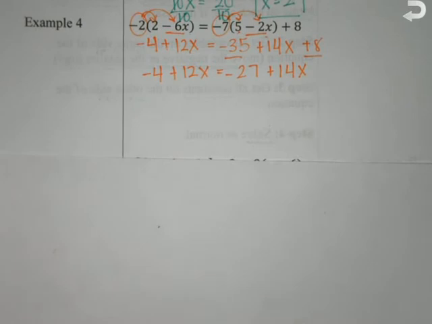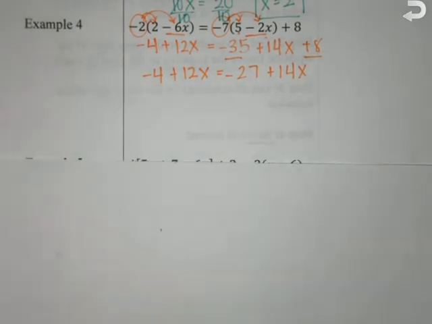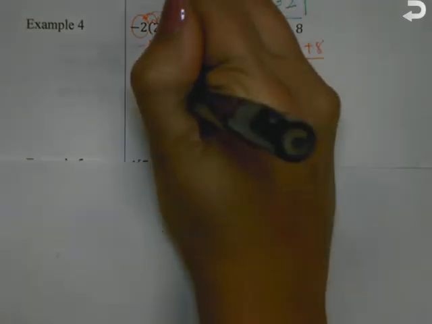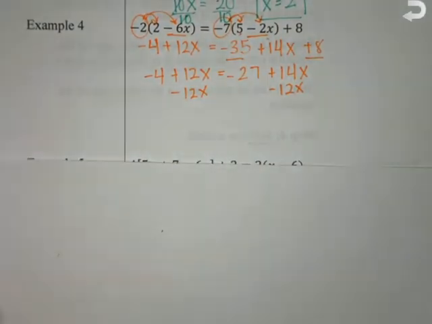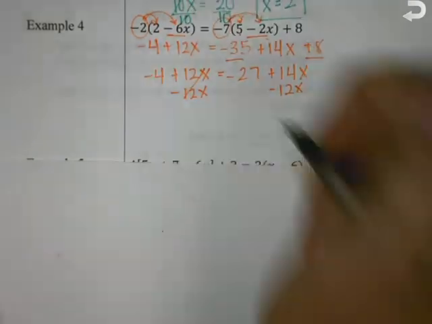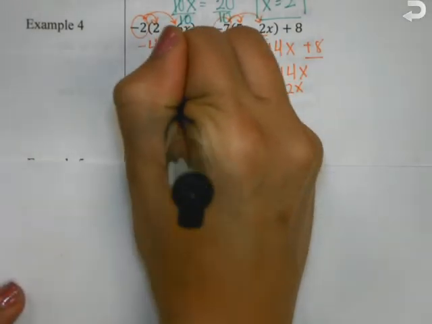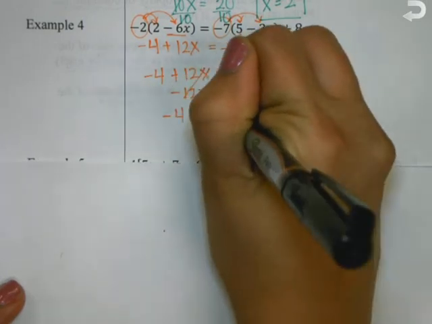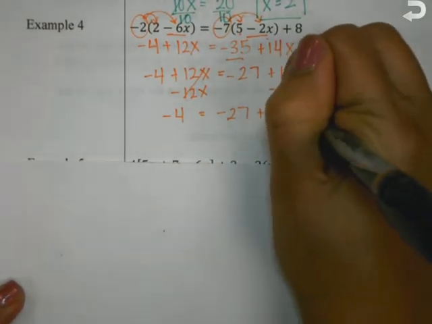Do I want to move the 12x or the 14x? The 12x, because it's smaller, so I'm going to subtract 12x. So 12x minus 12x gives me 0. So on the left, I'm left with -4 equals -27 plus 2x. 14x minus 12x gives me 2x. Okay.